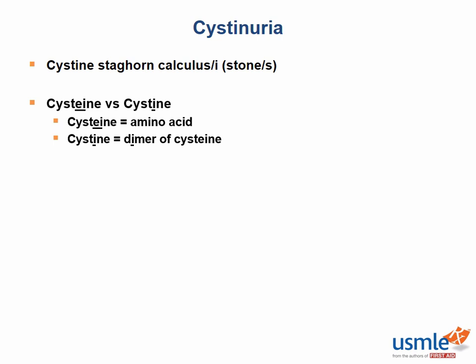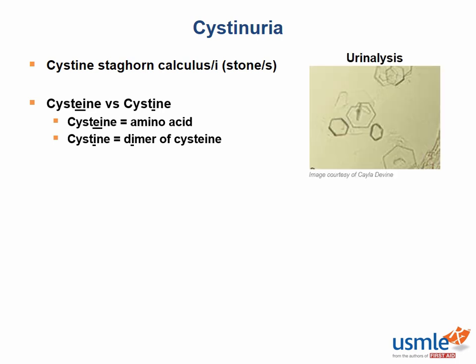So here's a nephrology question for you. What do cystine kidney stones look like on microscopy? Well, patients with cystine kidney stones can have hexagonal-shaped crystals on urinalysis.